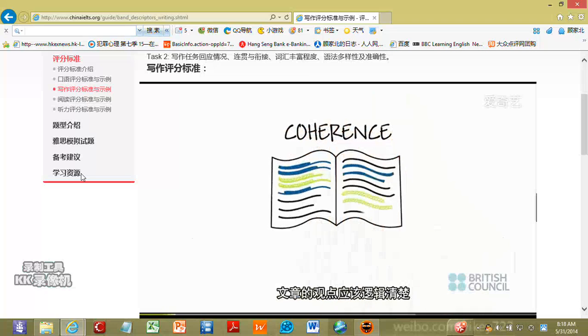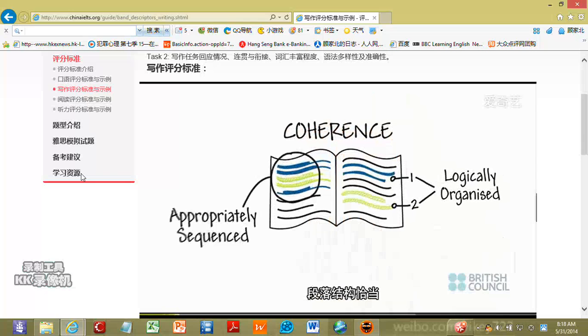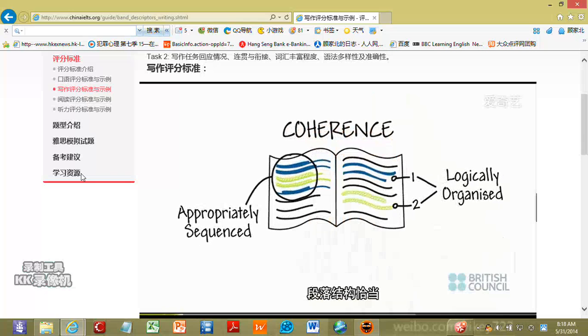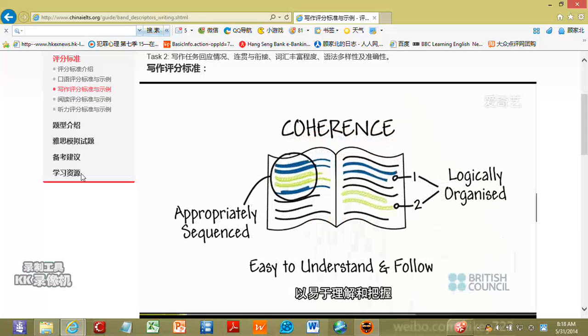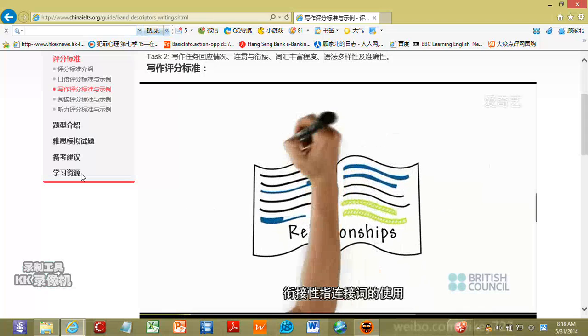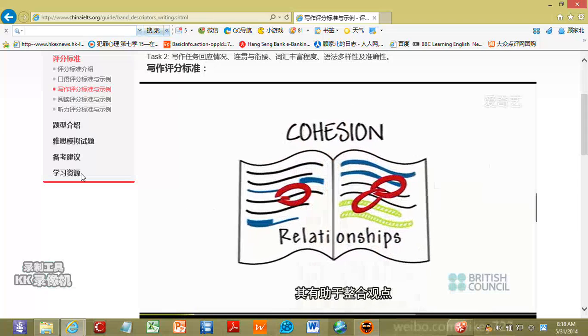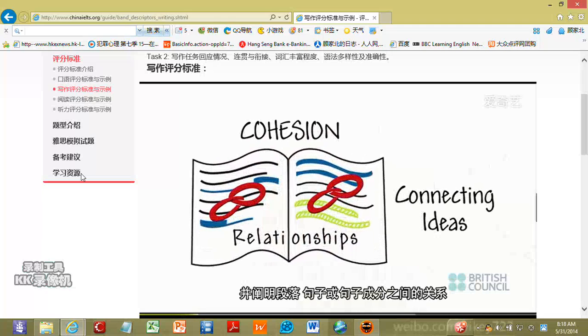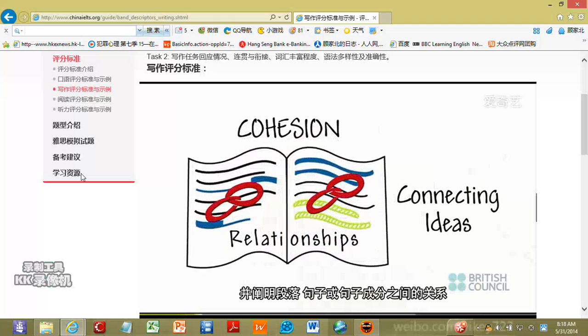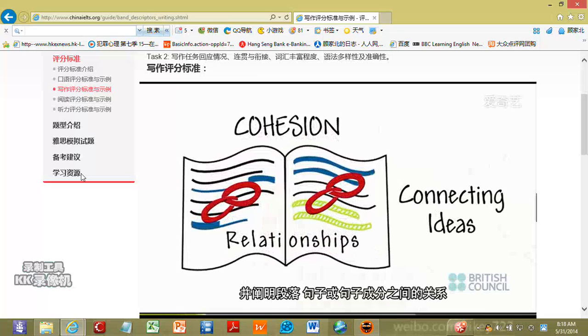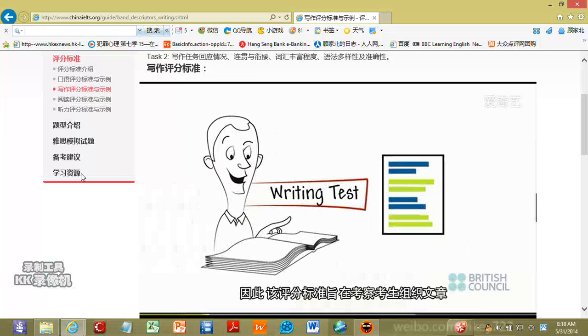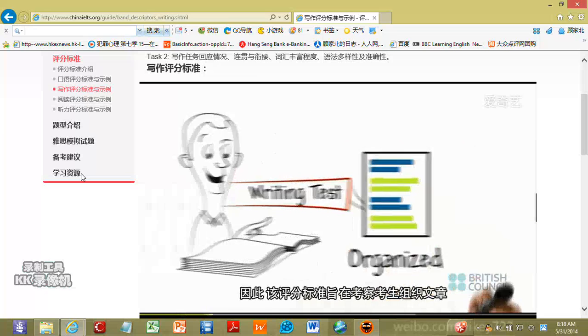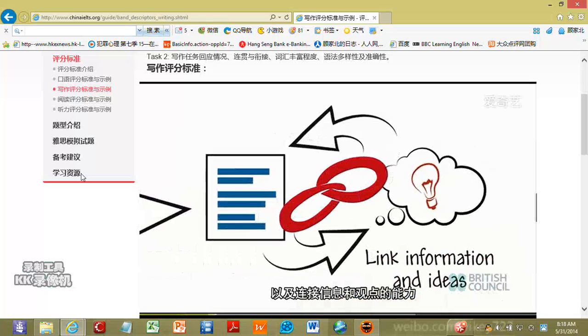Your ideas should be logically organized and appropriately sequenced into paragraphs so they are easy to understand and follow. Cohesion refers to linking words that help you connect ideas and show the relationship between paragraphs, sentences, or parts of sentences. So this criteria looks at how a writing test answer is organized and how to link information and ideas.